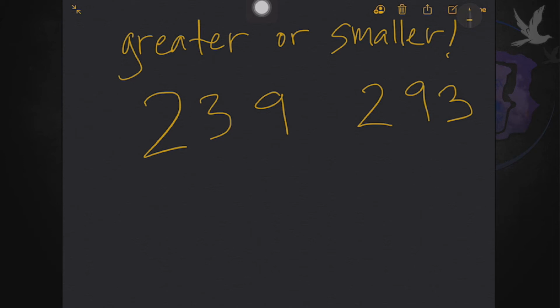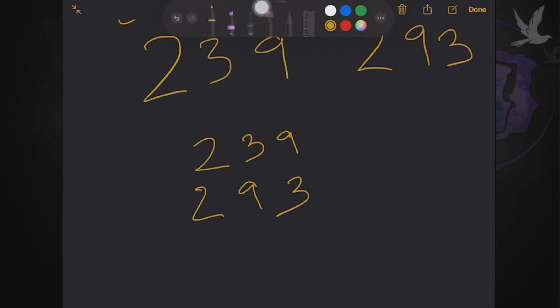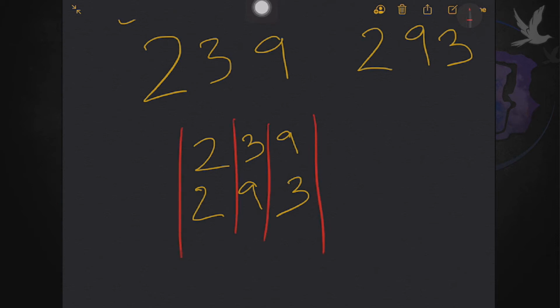Okay, first things first, all you have to do is to align them. So let's write 239 here, and 293 here. And we can separate them with lines. I'm going to separate them because we have to place them according to their place value. We have to align them according to their place value.